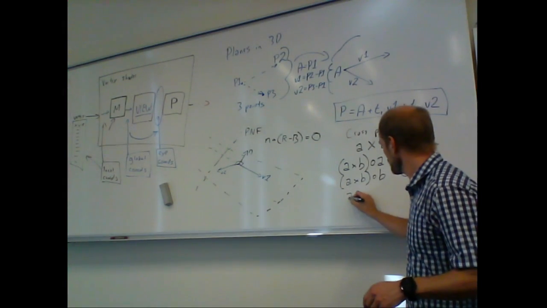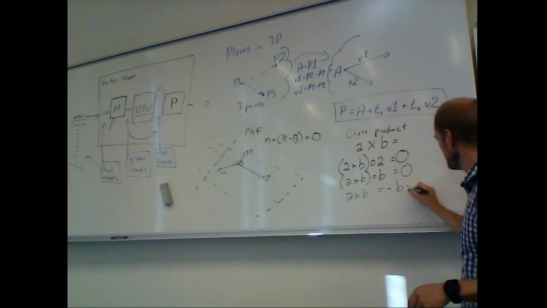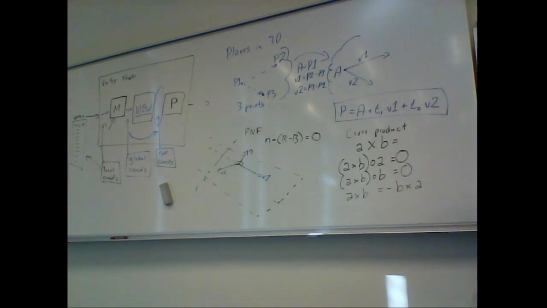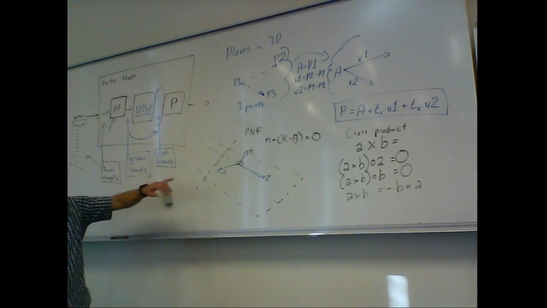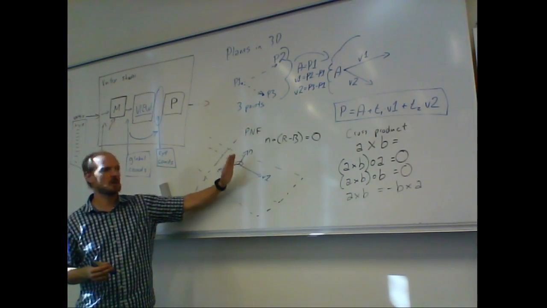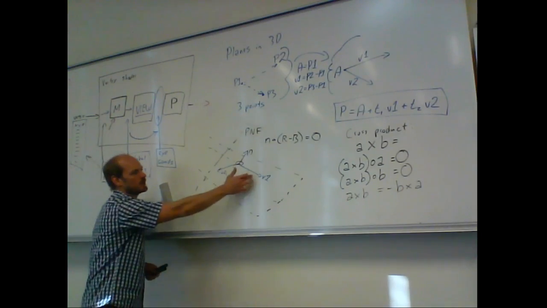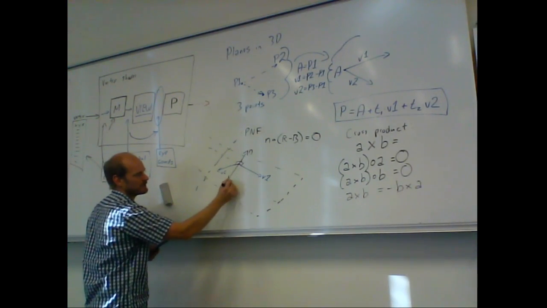I can also say the cross product of A and B equals the negative cross product of B and A. It's not symmetrical. That means that the cross product of V2 and V1 will actually give us this n vector as I drew it here. V1 cross V2 will simply give us a vector in exactly the opposite direction.